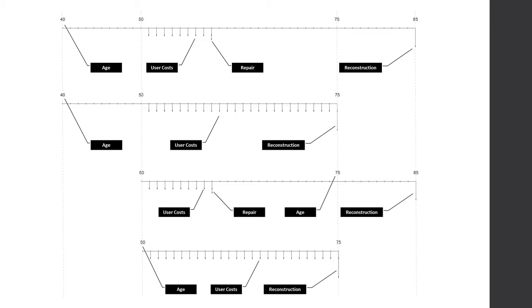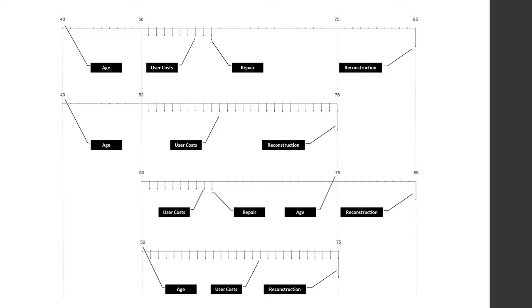Simplified cash flow diagrams are presented here for some of the potential scenarios for an average age timber bridge. The first, shown at the top, represents an average non-posted bridge at age 40. At around 50 years of age, the bridge requires posting, thereby incurring user costs due to the required detour. Several years later, the bridge is repaired, thereby removing the posting and eliminating user costs from a resulting detour, and also extending the service life to 85 years, at which time the bridge is reconstructed.